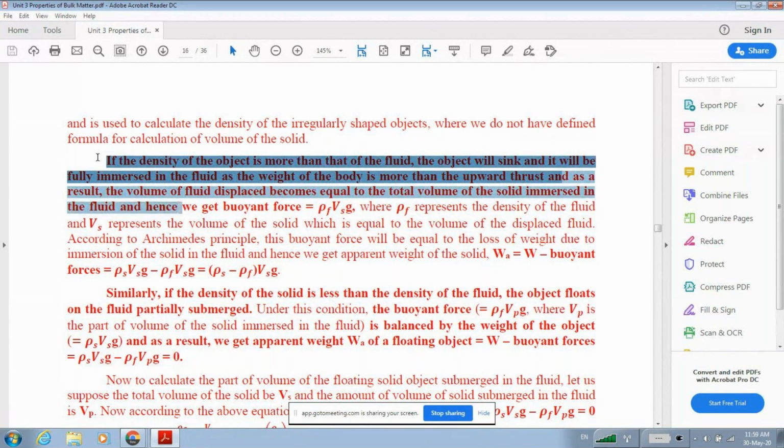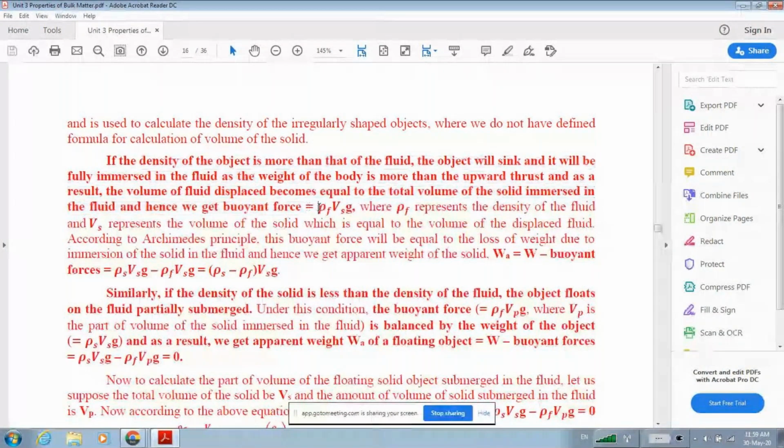And hence we get buoyant force equal to the weight of the fluid displaced. So weight of the fluid displaced is mg. So m means density into volume. So density of the fluid is rho f and here Vs is the volume of the solid immersed. So that is equal to the volume of the liquid level raised. So volume of the liquid level raised equal to volume of the solid immersed.